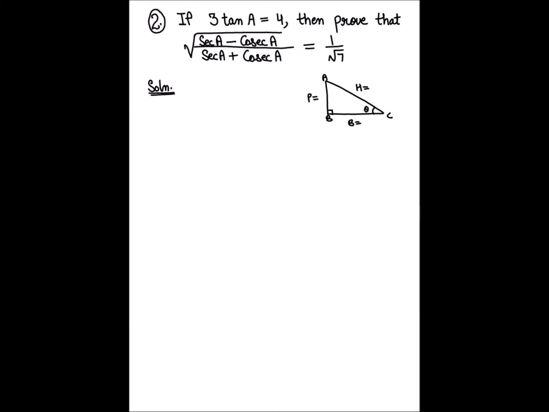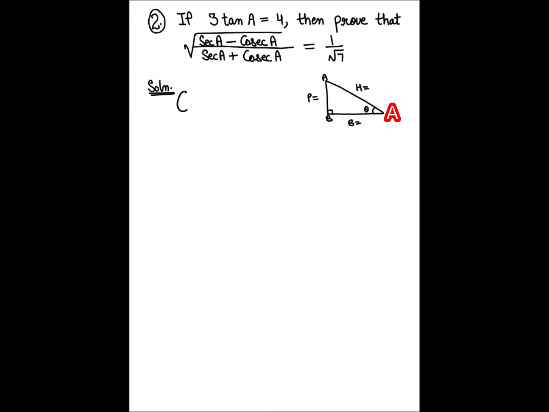Let's take another example. If 3 tan A is equal to 4, then prove that the square root of (sec A minus cosec A) upon (sec A plus cosec A) is equal to 1 upon root 7. So for this, we'll start by drawing a right angle triangle ABC, right angle at B, angle theta at C. So our perpendicular is AB and base is BC. AC, being the longest side, is our hypotenuse.